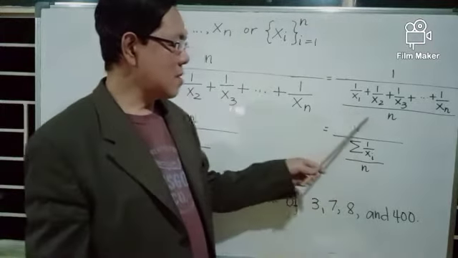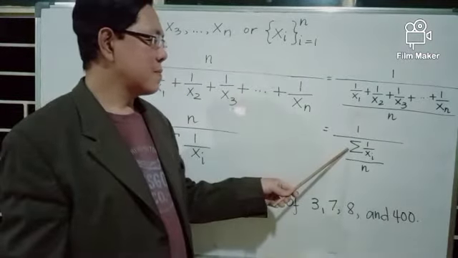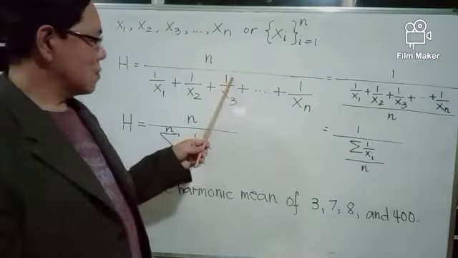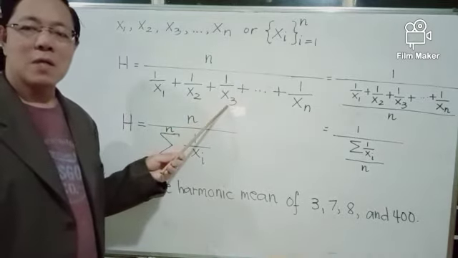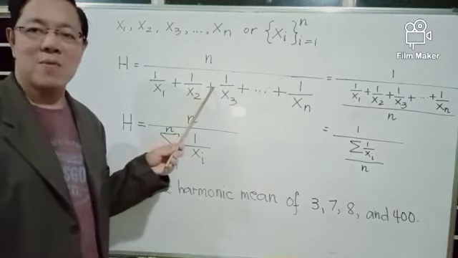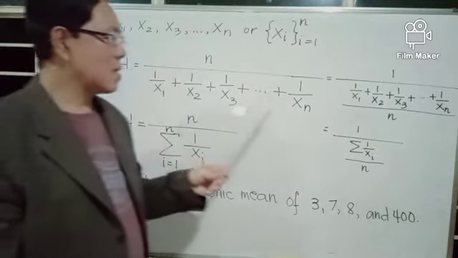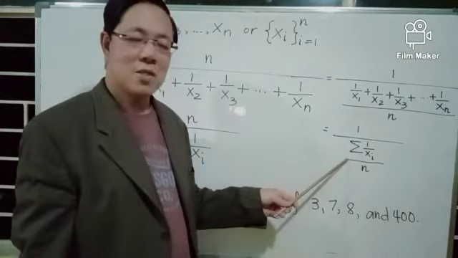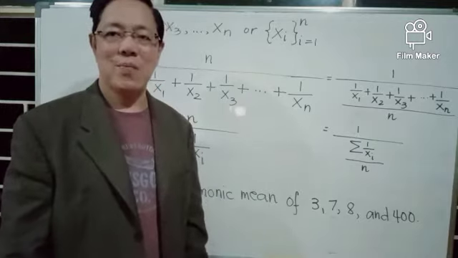Now, if you take the reciprocal of this, 1 over the average of the reciprocals, we would get this formula for computing the harmonic mean, n divided by the sum of the reciprocals of the values in the given set of data. Thus, the harmonic mean is also defined as the reciprocal of the average of the reciprocals of the n values in the given set of data.